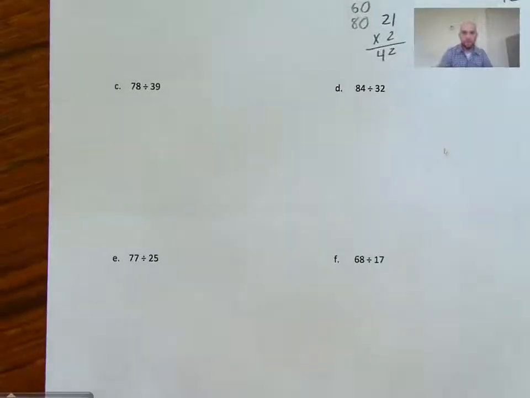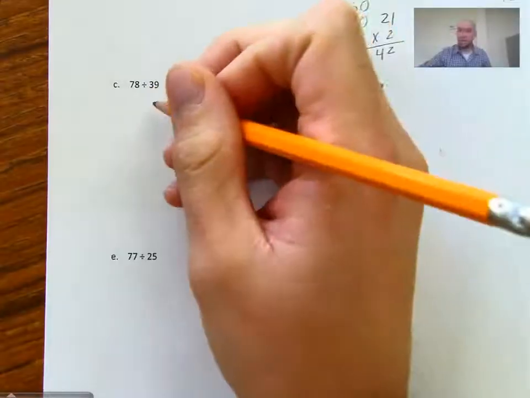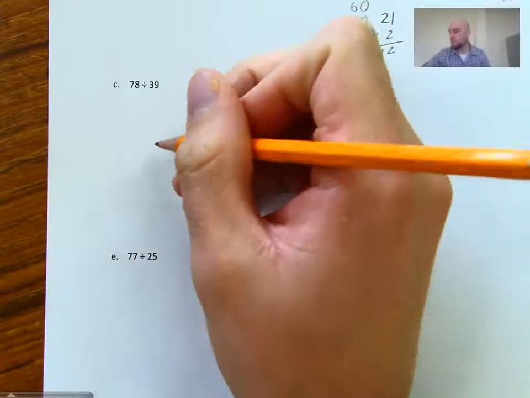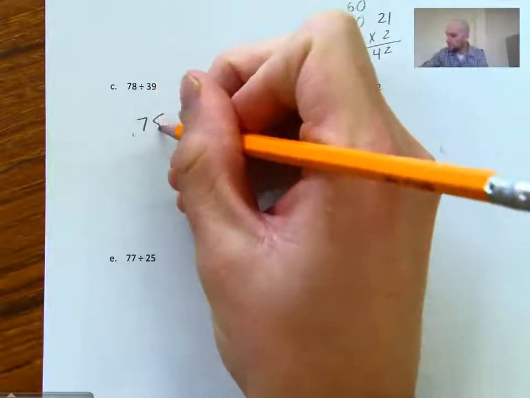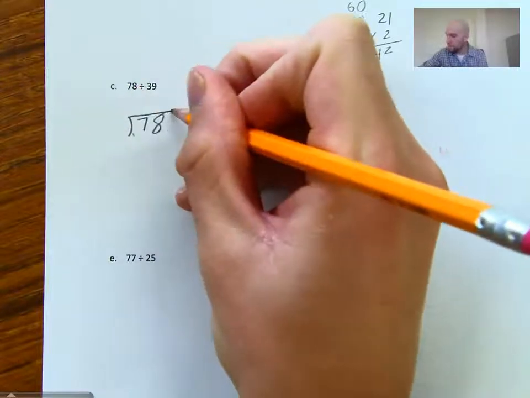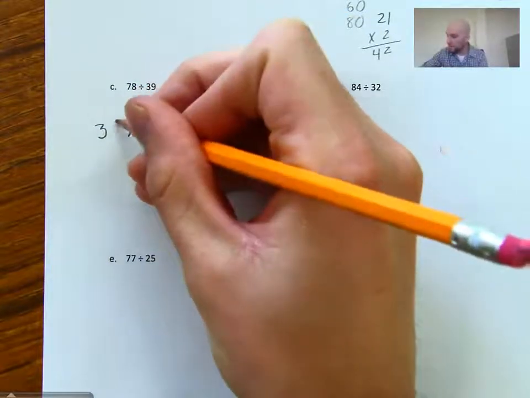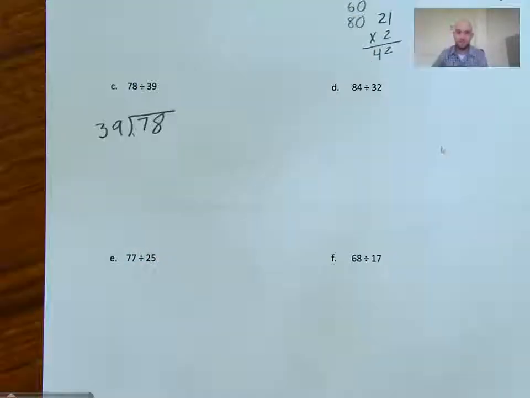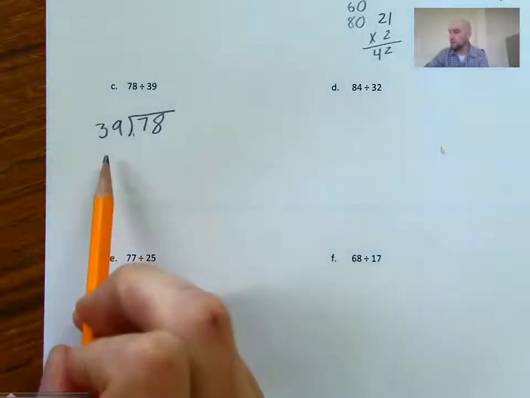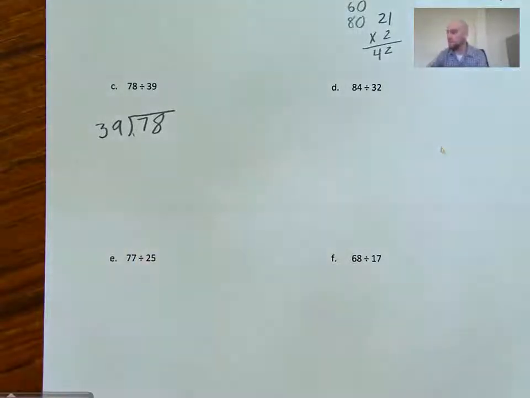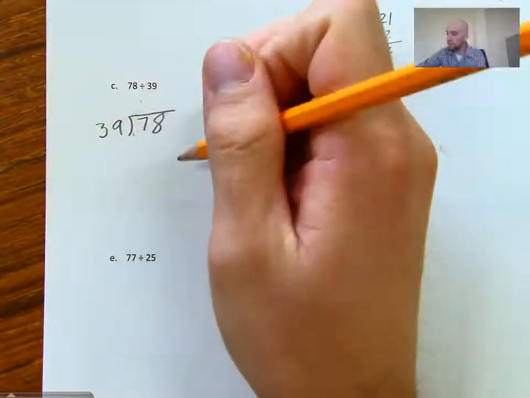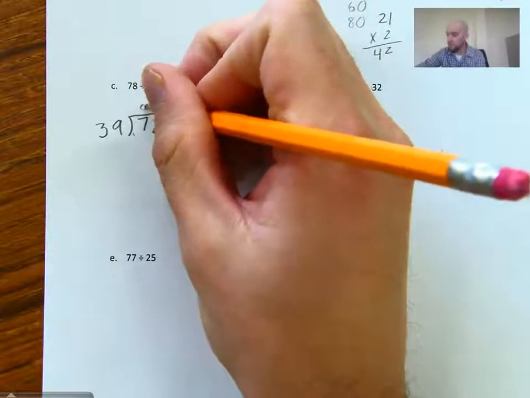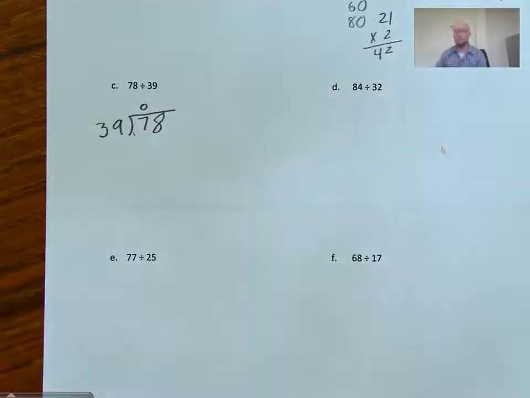All right, let's move on to letter C. 78 divided by 39. So I need to put 78 inside and 39 outside. 78 divided by 39. So our divisor is here on the outside. Our dividend is here on the inside of that box. 39 goes into 7 0 times.